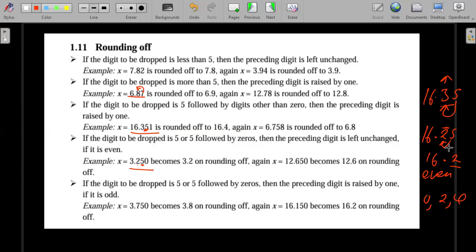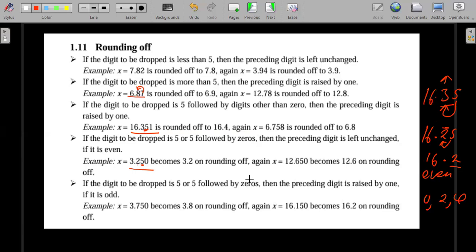So never add a 1 if the next number is an even number. For odd numbers, you usually add a 1. If it's an even number, you usually drop it.